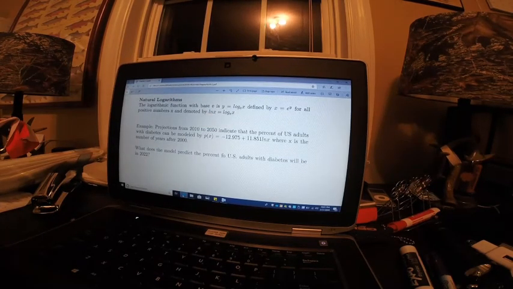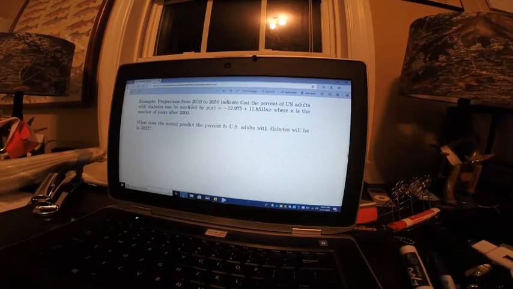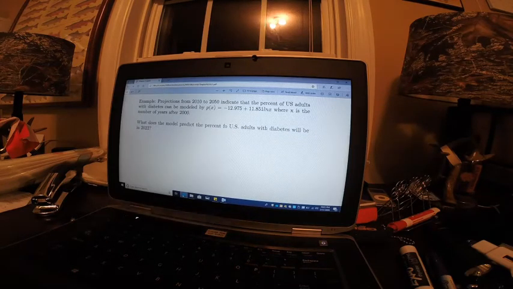So the first example we have here says projections from 2010 to 2050 indicate that the percent of U.S. adults with diabetes can be modeled by p of x equals negative 12.975 plus 11.851 natural log x, where x is the number of years after 2000. What does the model predict the percent of U.S. adults with diabetes will be in 2022? Okay, so what we can do is solve this by hand, which I'll do on the board real quick, and then we can solve it on the calculator. So let's go to the board first.